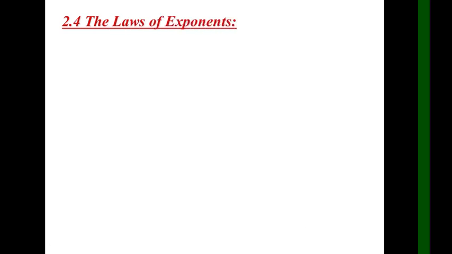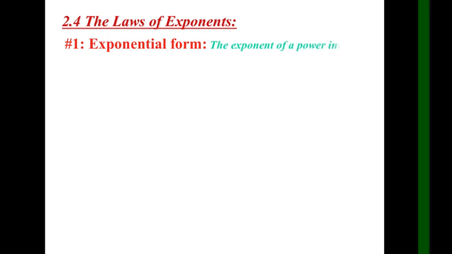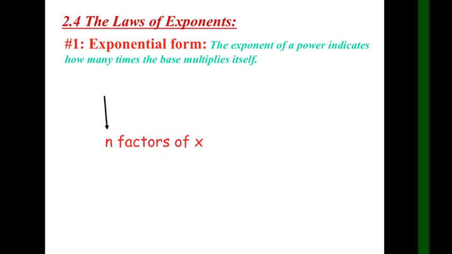Next, the laws of exponents. Number 1, exponential form. The exponent of the power indicates how many times the base multiplies itself. So, n factors of x. Example, 5 cubed, meaning to say, the 5 will be multiplied 3 times by itself.